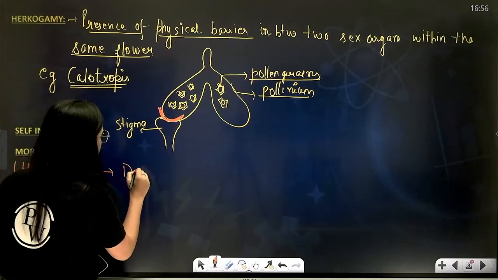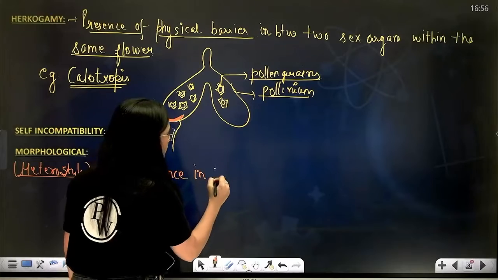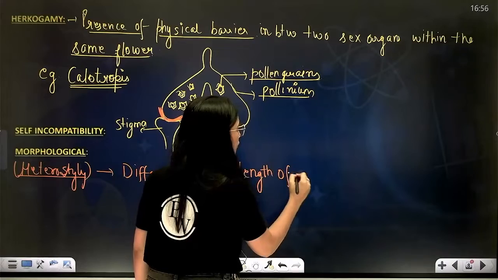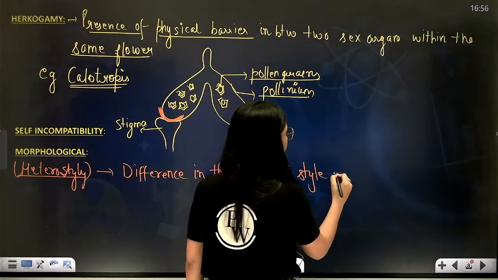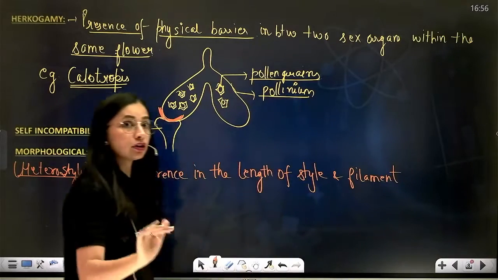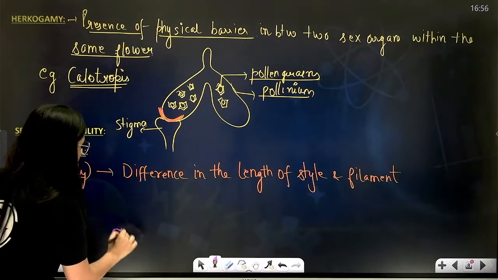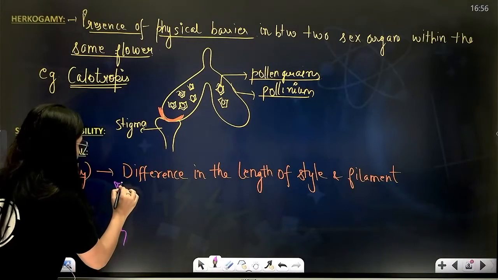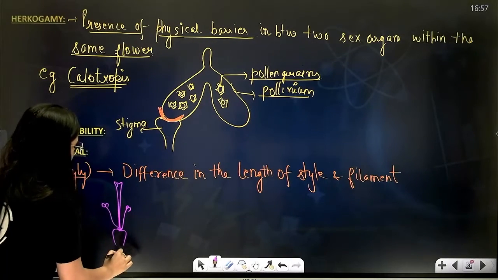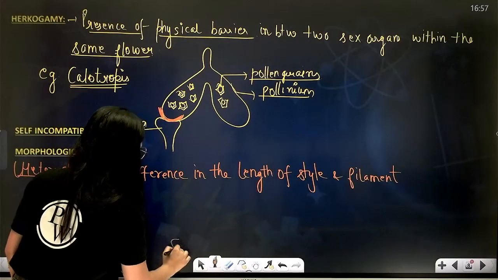There is a huge difference in the length of the style and filament of the sex organs. Now see, there are two conditions. Number one is, this is the thalamus. You yourself will say, ma'am, yes ma'am, this is highly morphological incompatibility. A condition. And this is the B condition, see.